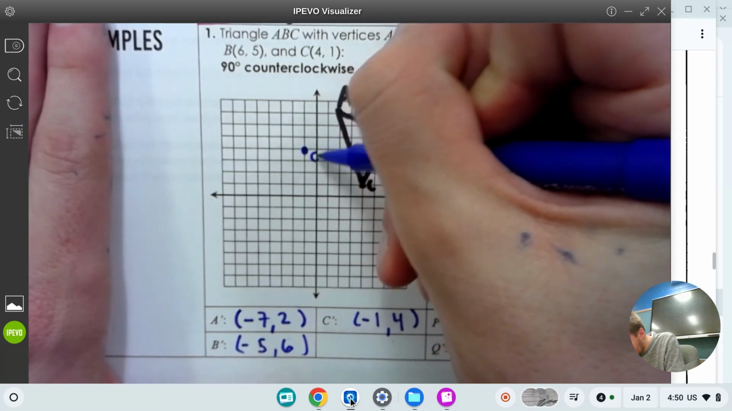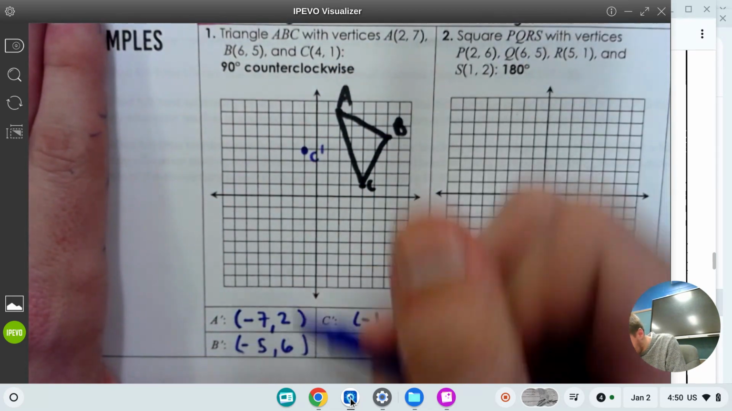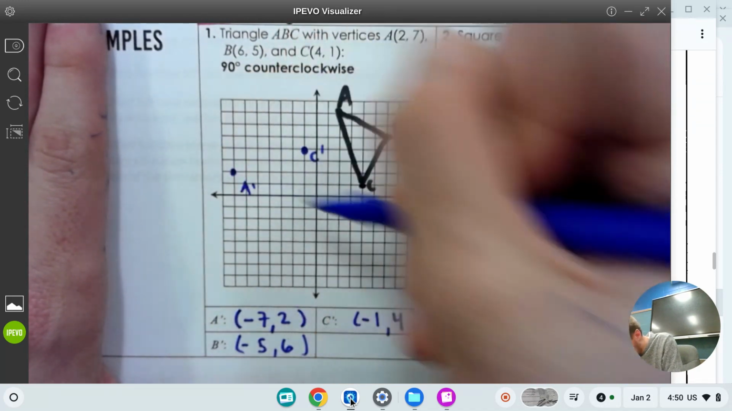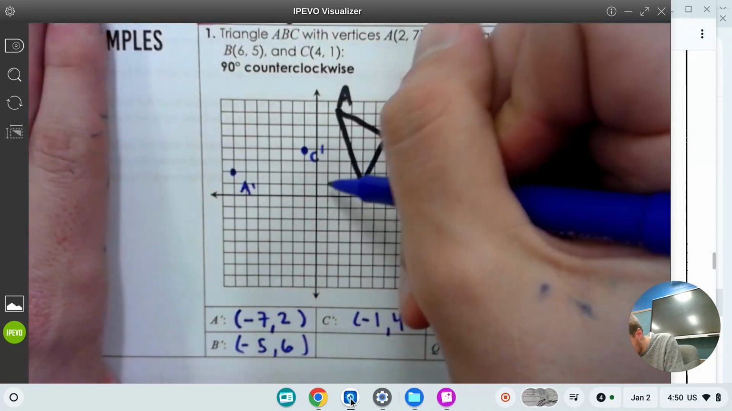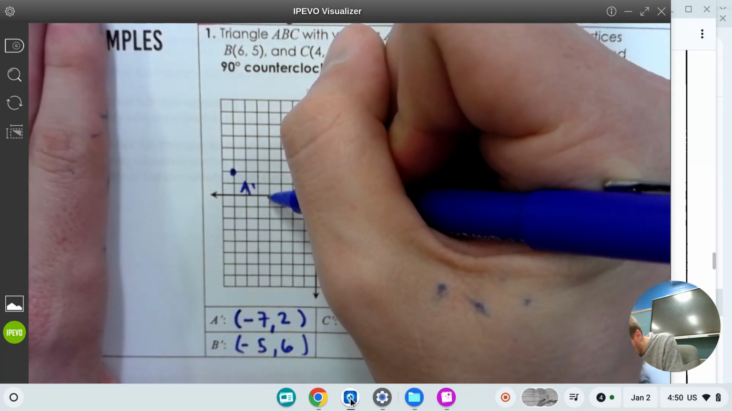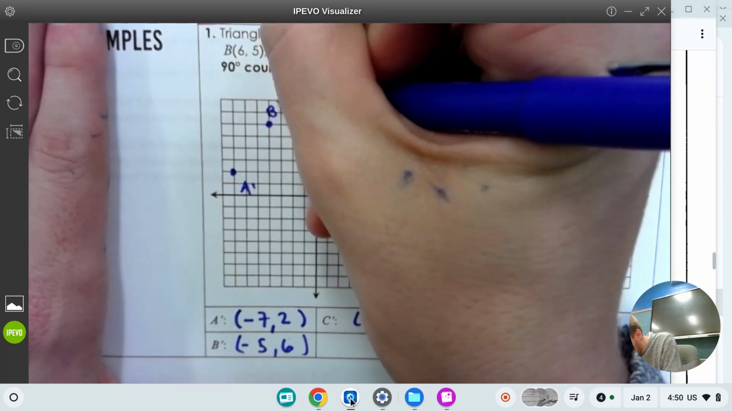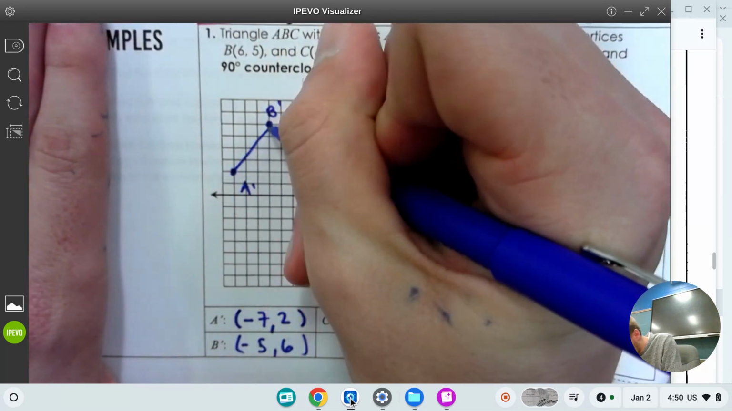-1, +4, that's gonna be C prime. Then we got -7, 2, -7, 2, that's gonna be A prime. Then we got -5, 6, -5, +6, that's gonna be B prime. And let's draw this.